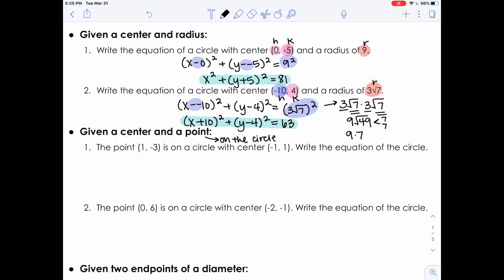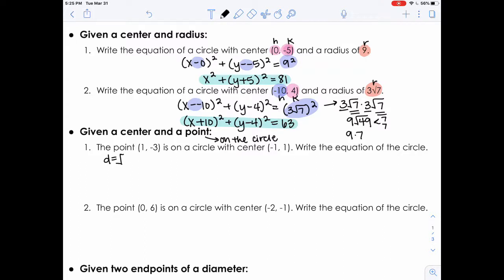Because I'm given this point on the circle, I'm going to be able to find my radius. And the way that we can do that is using the distance formula. Because if you think about the center of a circle, it connects to every single point on the outside of the circle. So we really can use any point on the circle to find the radius, and then we can write our equation. So for this particular situation, we are going to need our distance formula. So let's go ahead and write that down.